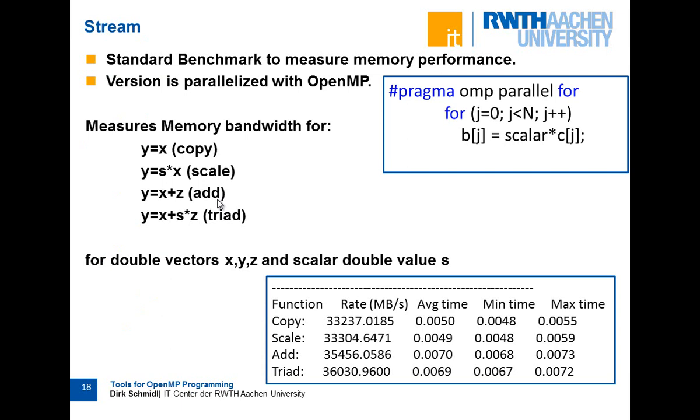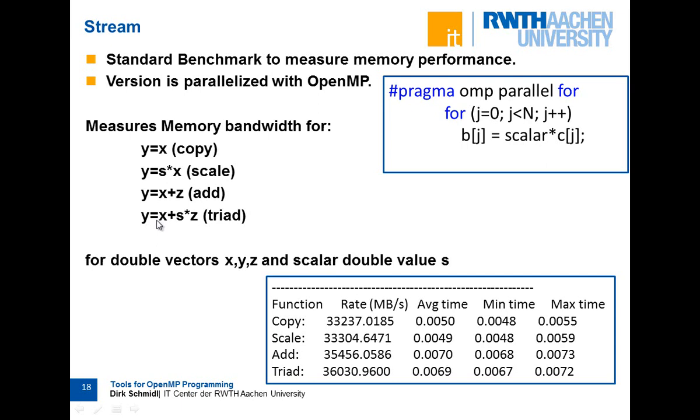So for this purpose, I've chosen another program, a very small benchmark program called Stream, which is just used to measure the bandwidth of a system. Basically, it does some vector operations. It copies one vector into the other. It adds or multiplies a scalar to one vector and writes it to another, adds two vectors and writes the result into another one. The last one is this triad operation, which takes a scalar, multiplies it to a vector, adds it to another one, and stores it in a third vector.